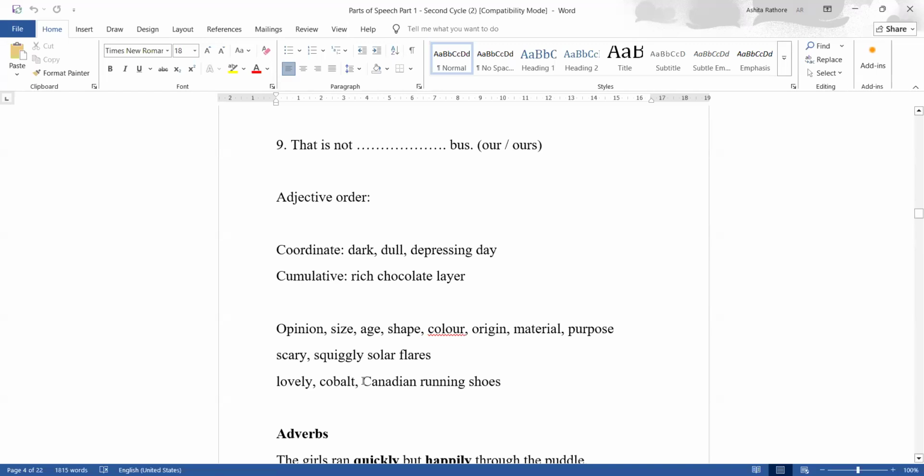For a person who may be, let's say, not aware of the rule or anything, this might sound like a perfectly correct arrangement. ठीक है, the shoes are Canadian, they are lovely, and they're cobalt. Great. So somebody might say that, okay, yeah, it's completely fine. But somebody who is aware of the cumulative adjective order, they'll very quickly point it out and be like, no, this sentence is wrong because the sequencing of the adjectives is off.